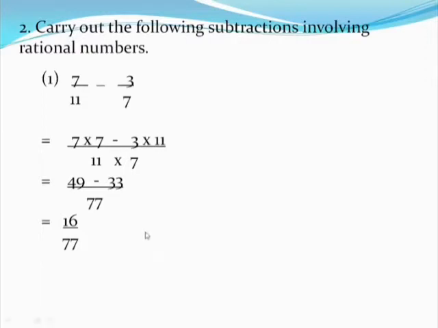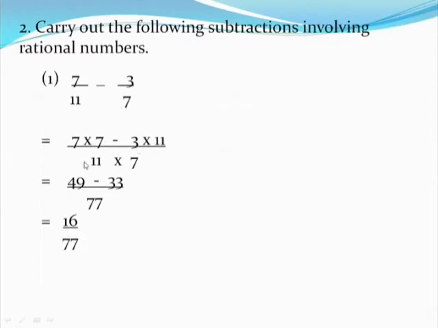Now if you look at the denominators 11 and 7, here both the denominators are co-primes. In such case, we will cross multiply. That is, multiply the numerator of the first with the denominator of the second and numerator of the second with the denominator of the first, and multiply the denominator with the denominator. Now 7 into 7 minus 3 into 11 upon 11 into 7.